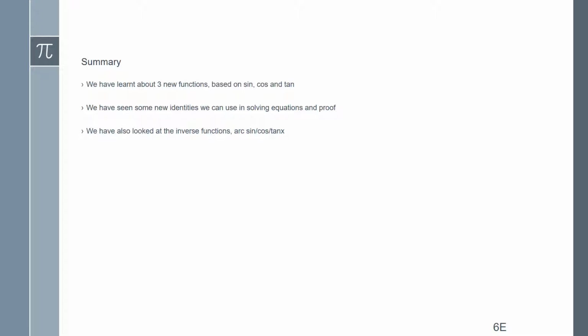In summary, in the last 3 videos, that's video 18, 19 and 20, if you want to look back at them, we've learned about the 3 new functions based on sine, cos and tan. We've seen lots of new identities we can use in solving equations and proofs. And we've also looked at the inverse functions arcsine, arccos and arctan.